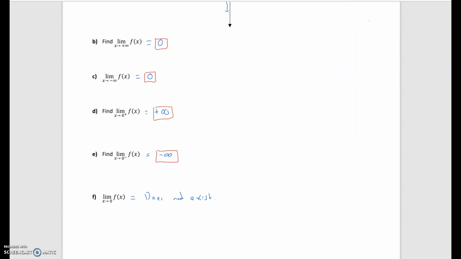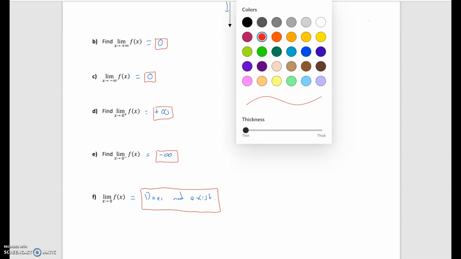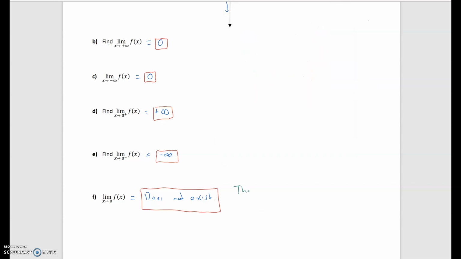And here it doesn't exist because, well, the limit as x approaches 0 from the right and from the left is basically positive or negative infinity. And in fact, this one is not even defined. If it's asking for an explanation, you could simply say that the limit, let me put this in green, the limit as x approaches 0 from the positive side is equal to positive infinity. And the limit as x approaches 0 from the negative side is equal to negative infinity.